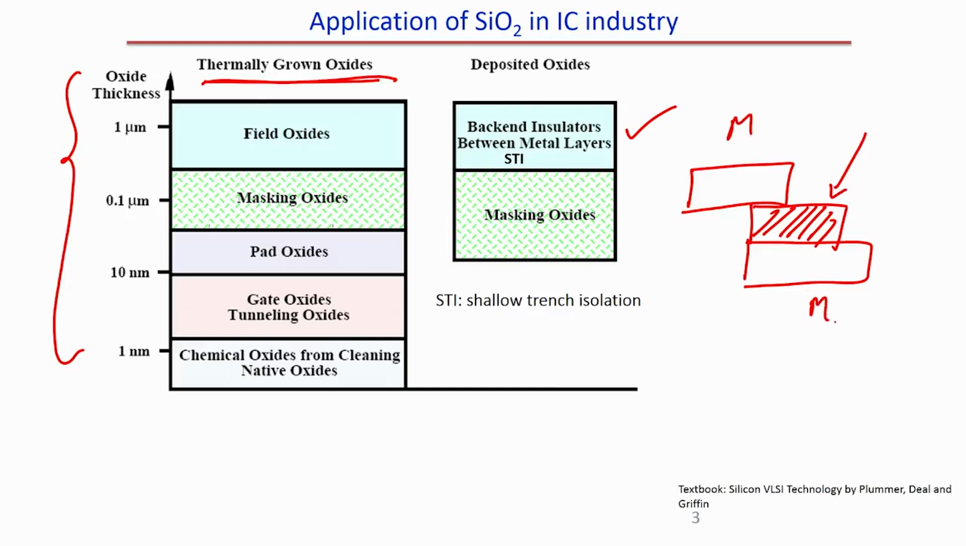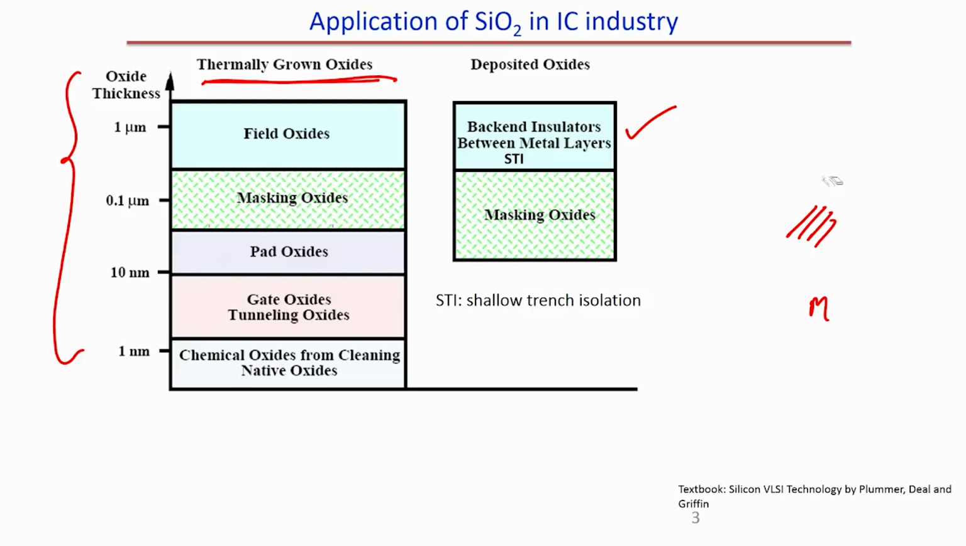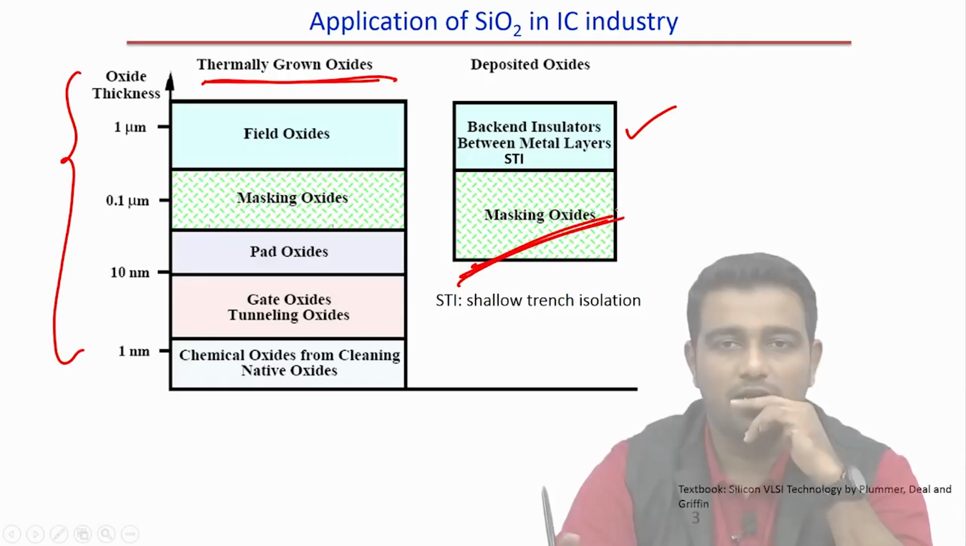You understand in this term that it can act as an insulating layer between two metal layers. And of course, another use of this deposited oxide is again as masking oxides.